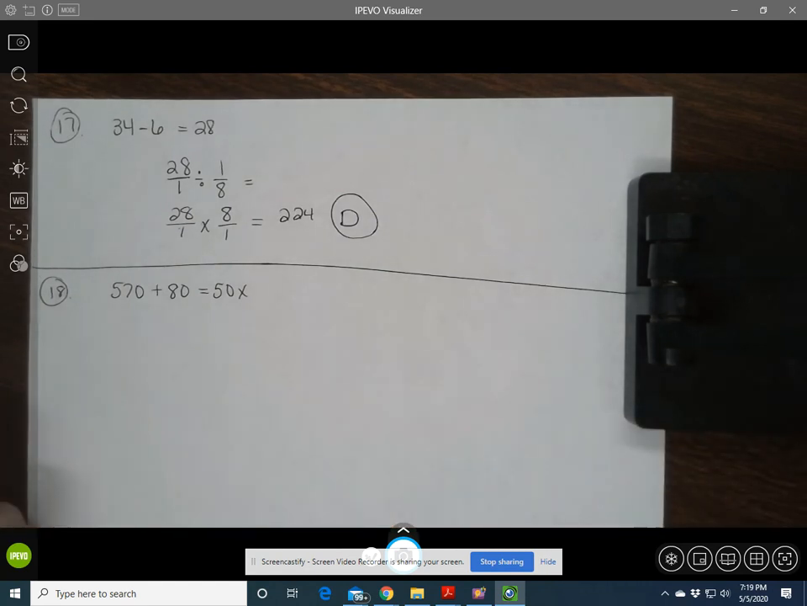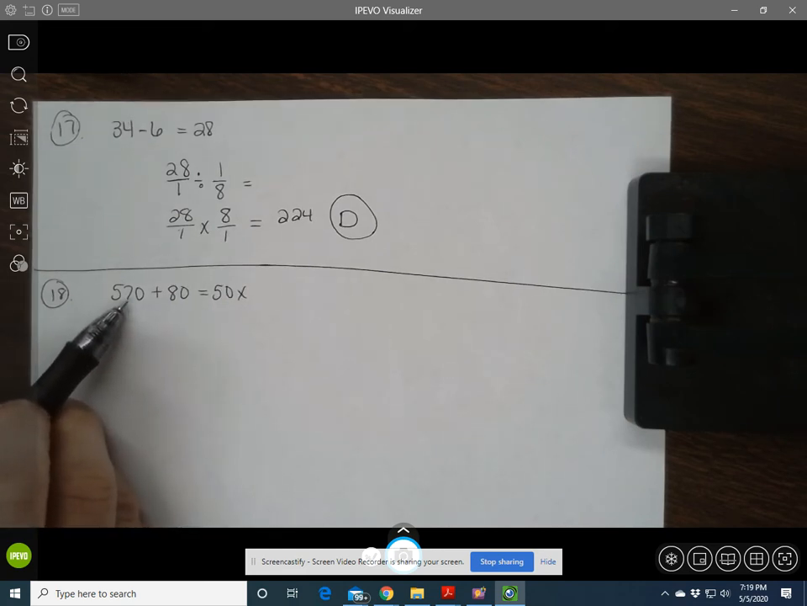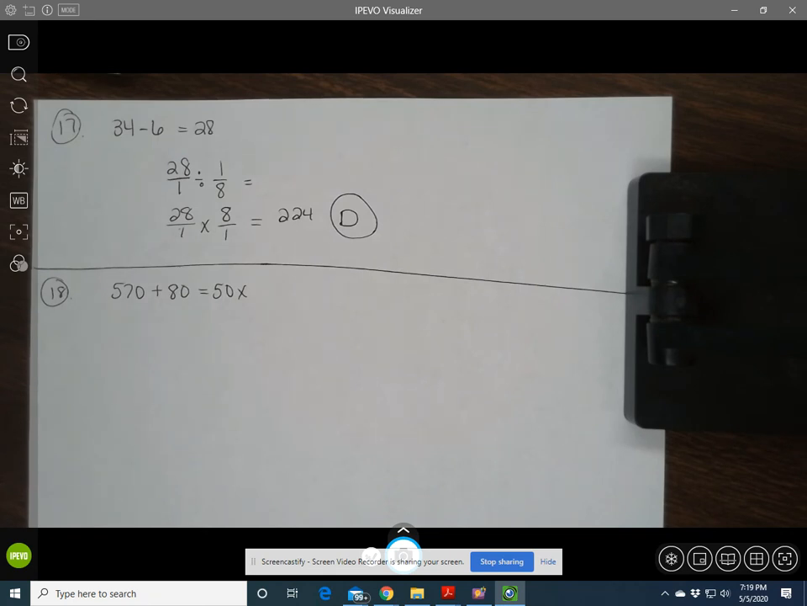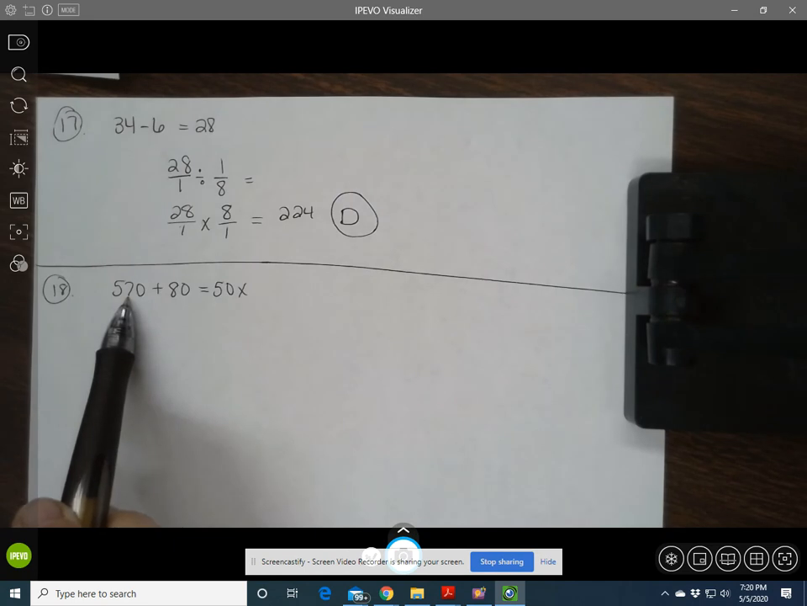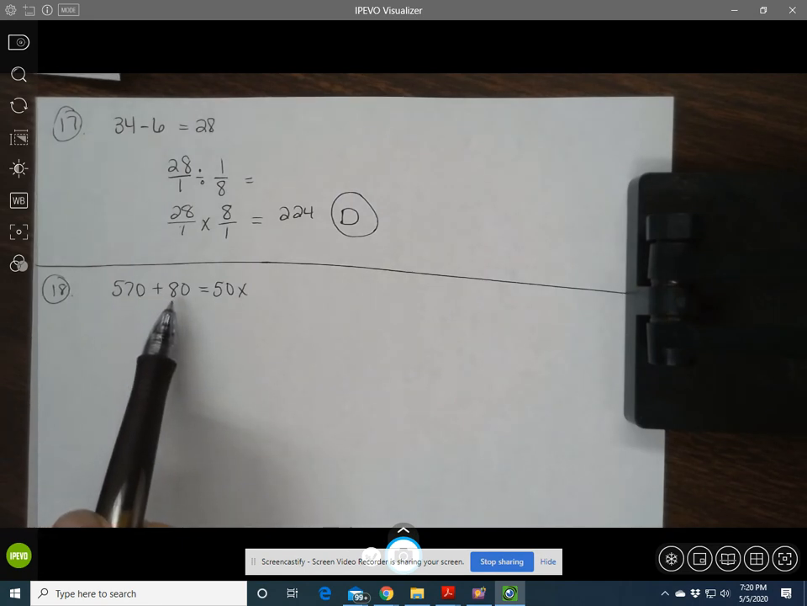Now, 18 is also a word problem, and it says Hannah wants to buy a $570 camera. So the camera is going to be $570. And she can save $50 each week from her paycheck. But before she can buy the camera, she has to give her brother back the $80 that she owes him. So total, that means she has to come up with the $570 and another $80 for her brother.